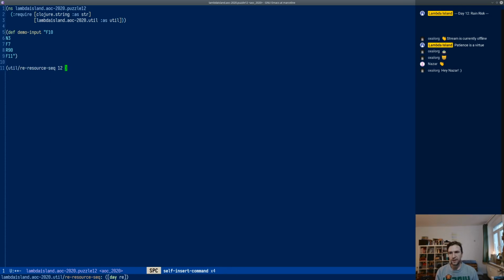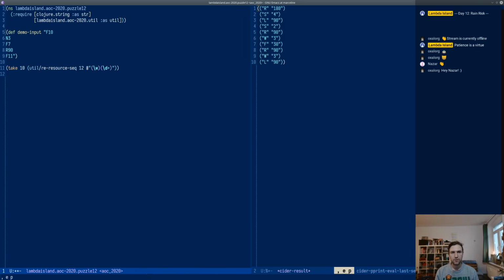Okay, so basically, why did I just create this helper method? So that I can do this: word character, number of digits characters. Let's just take 10 of these. Right, so that kind of makes it nice and easy to read in a sequence and parse each line with a regular expression.